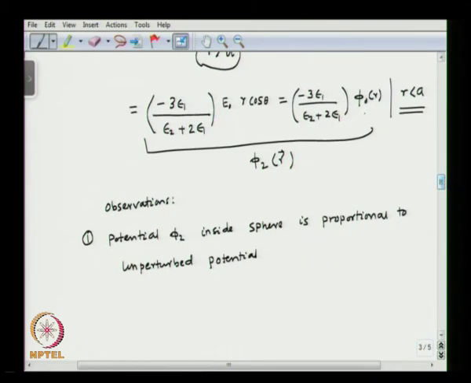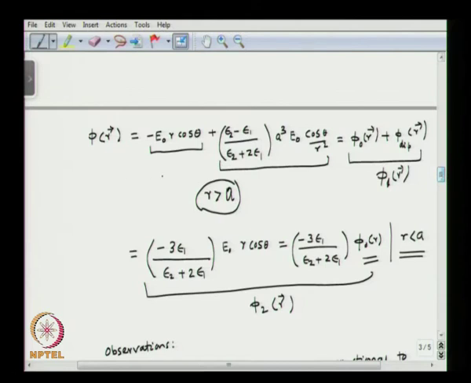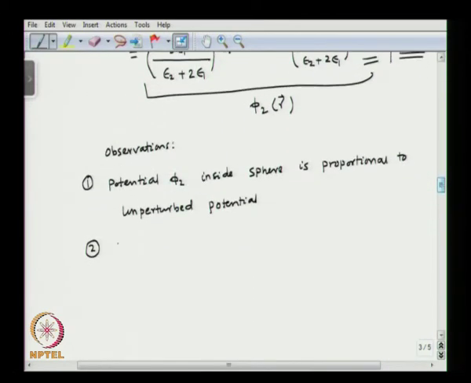So phi 2 of r is directly proportional to phi 0 of r, and the second observation is that the potential in the liquid outside the sphere is related to the dipole potential. Okay. So the potential phi 1, which is outside the sphere, depends on the dipole potential.